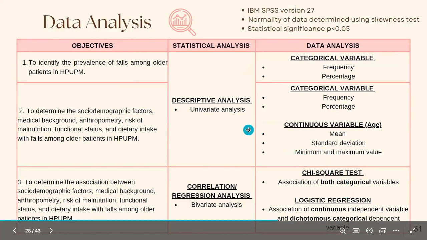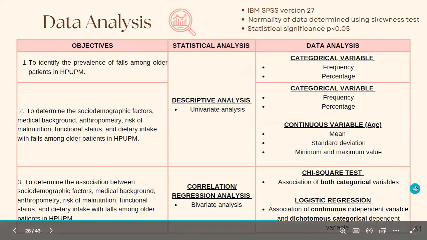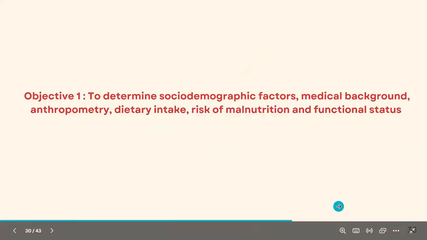After that, we did the data analysis using SPSS version 27, and statistical significance was set at P below 0.05. For all the categorical variables we used chi-square, and continuous variables we assessed using logistic regression. So let's go to the results.